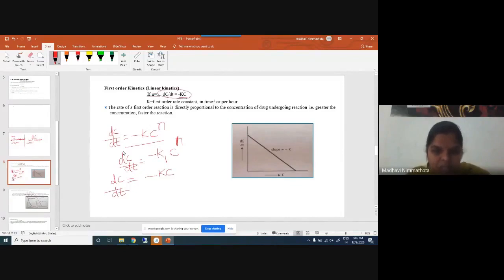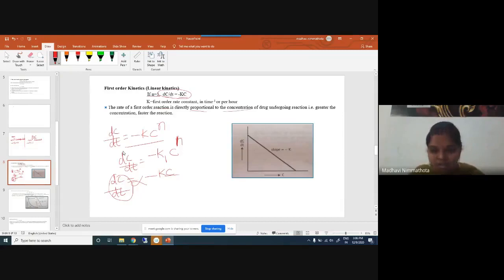So this is the equation for first order kinetics. k is the first order rate constant, in time inverse, per hour, and the rate of a first order reaction is directly proportional to the concentration. See here, the rate of reaction is proportional to the concentration. So that's why first order reactions are concentration dependent. That is, the greater the concentration, the faster the reaction. So this is first order kinetics.